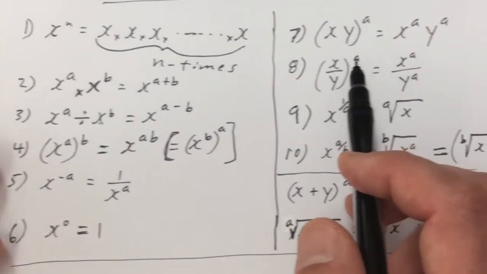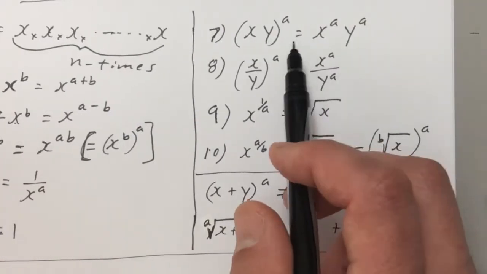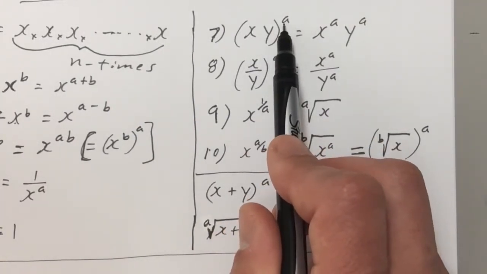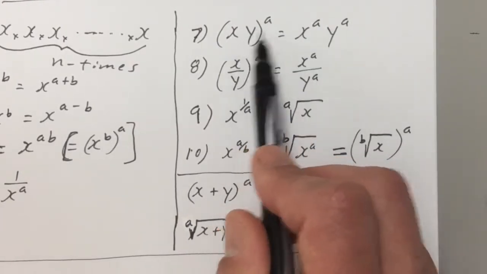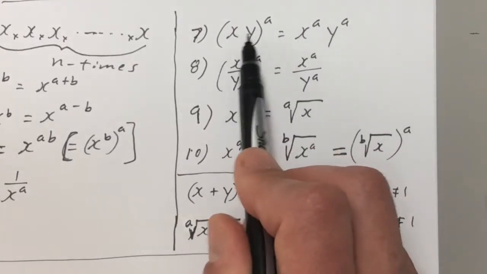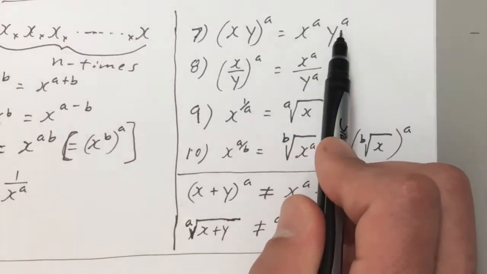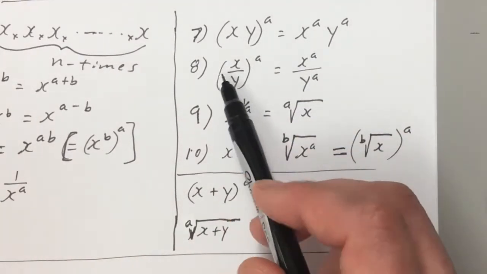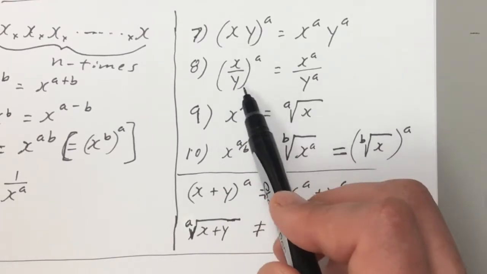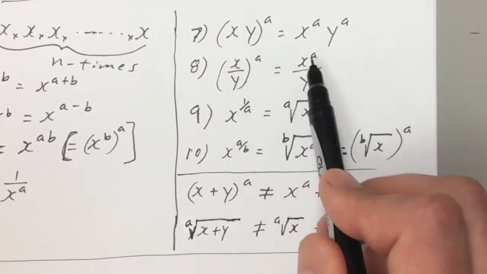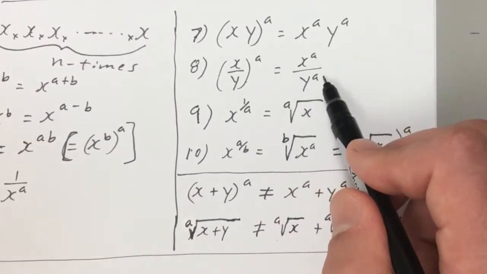And then we have some others over here, so I think these have been shown as well. So xy to the a, you can distribute that exponent in to a product. Okay, so x times y to the a is x to the a times y to the a. And this one here, same for division. You can distribute it into a division. So x over y to the a equals x to the a over y to the a.